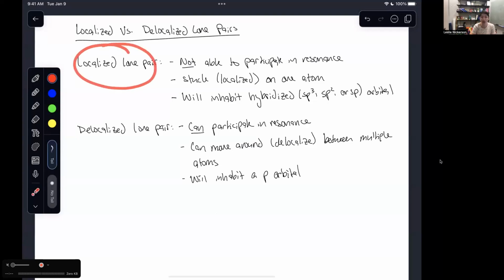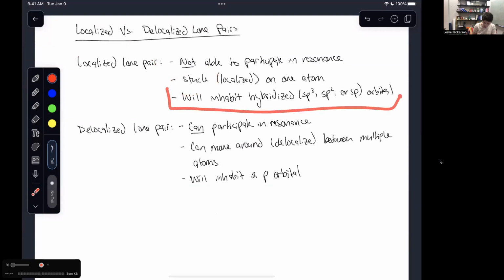For a localized lone pair, we're not able to participate in resonance with those lone pairs. Essentially, we're thinking about it being stuck or localized on one particular atom, so it's not going to be doing any resonance or anything like that. This lone pair will always inhabit some sort of hybridized orbital, so an sp3, an sp2, or an sp orbital.